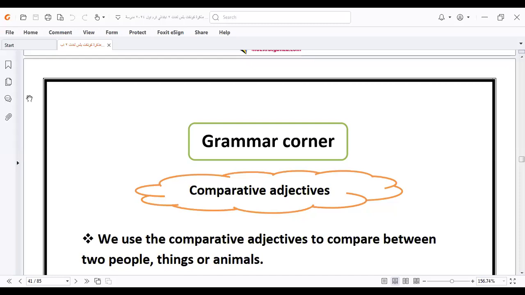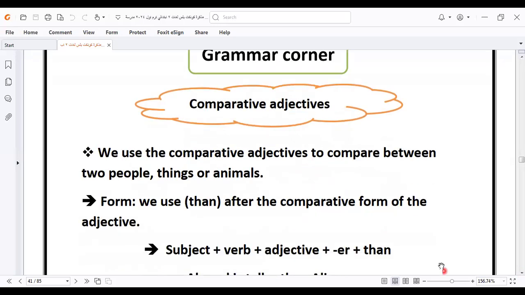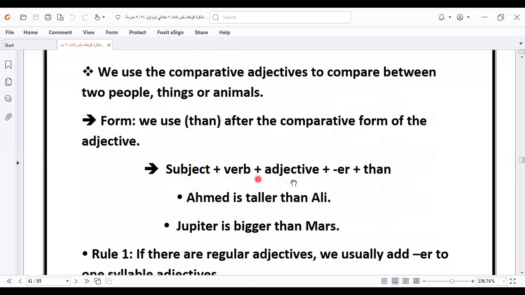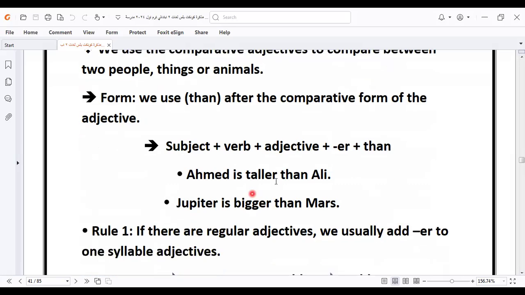I explained in the last slide, but I will do a quick revision here. We use comparative adjectives to compare between two people, things or animals. Form: we use "than" after the comparative form of the adjective, like this: subject plus verb plus adjective plus -er plus than. You say, Ahmad is taller than Ali. Jupiter is bigger than Mars.